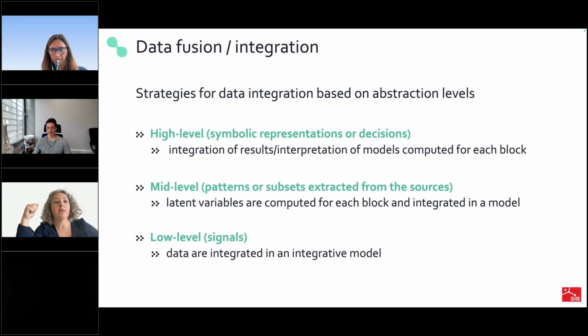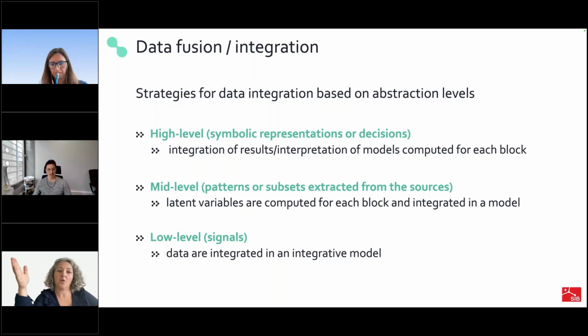The mid-level is made by computing a latent variable for each data block, and then integrating those variables computed separately into a new model. In the method we will see today, we apply a low-level data fusion strategy, which means that we integrate the data, the matrices of data. I won't say raw because they were already processed, but you integrate really the matrices of data and not pre-computed latent variables.